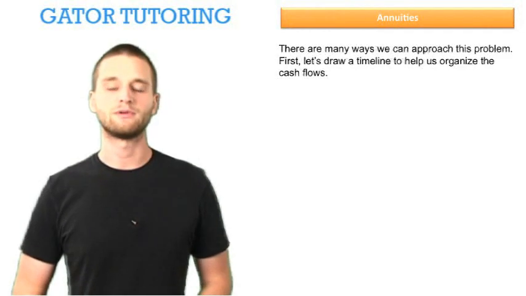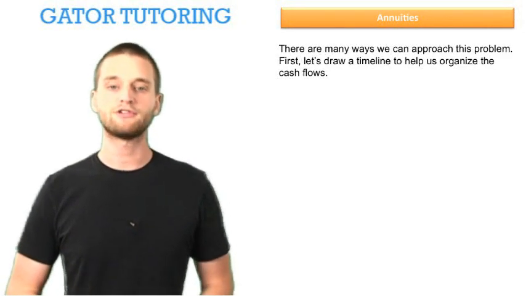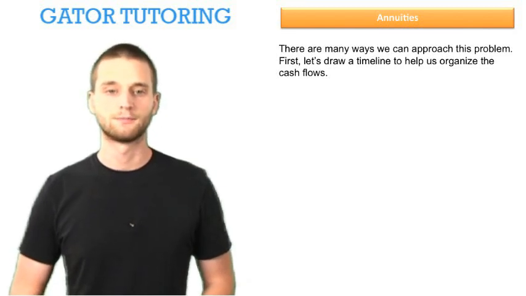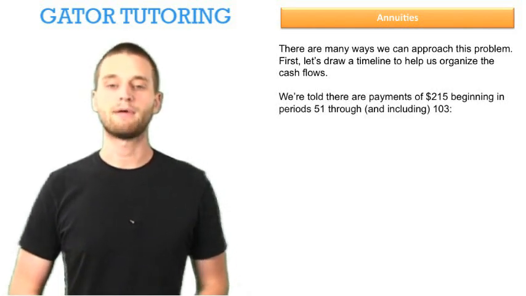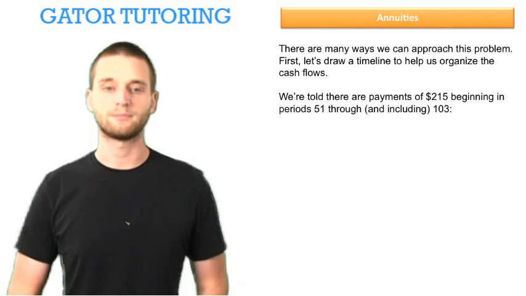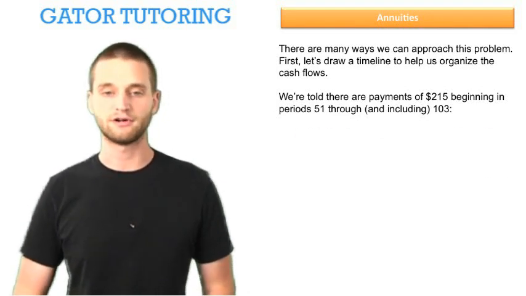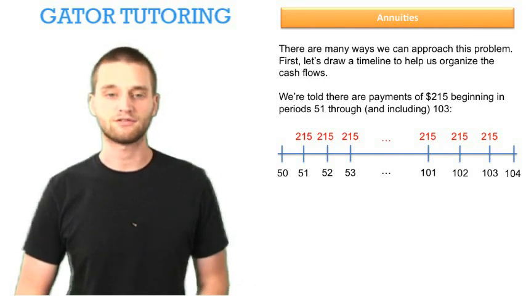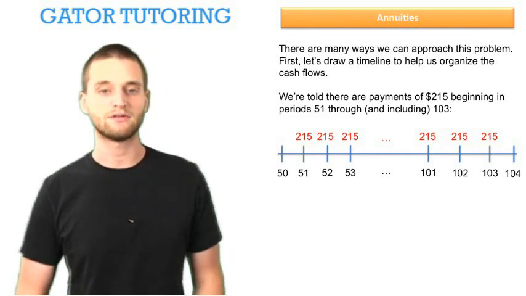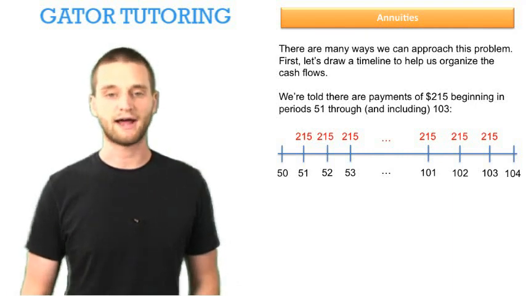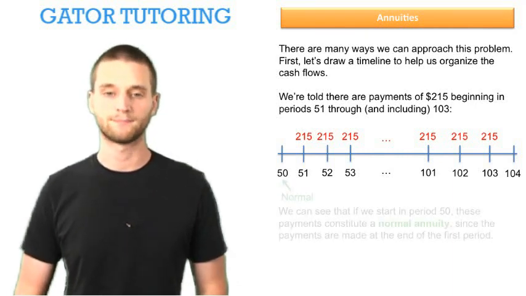So there are many ways that we can approach this problem. First, let's draw a timeline to help us organize the cash flows. We're told that there are payments of $215 beginning in periods 51 through and including period 103. So our time chart looks like this. We can see the $215 payments start in period 51 and they continue every period thereafter up until period 103.